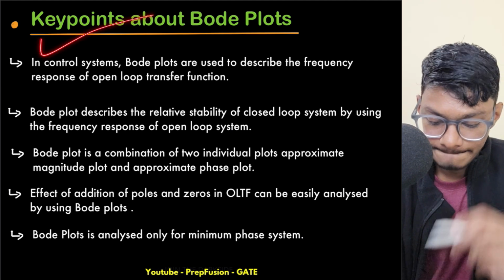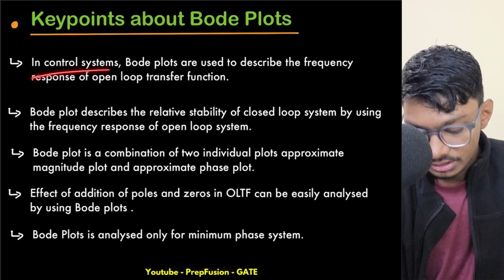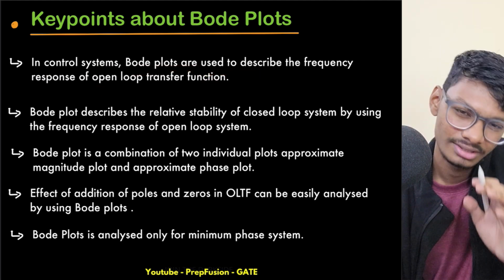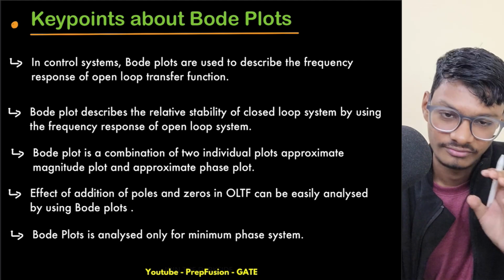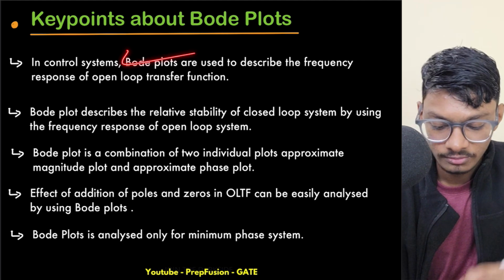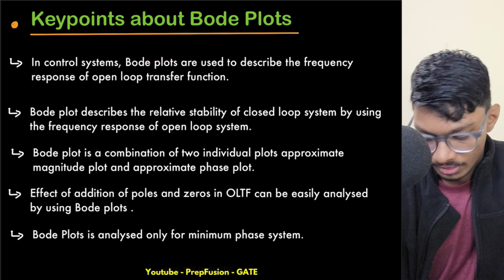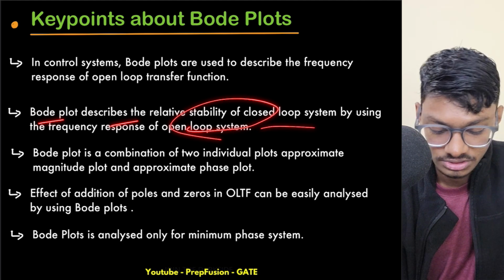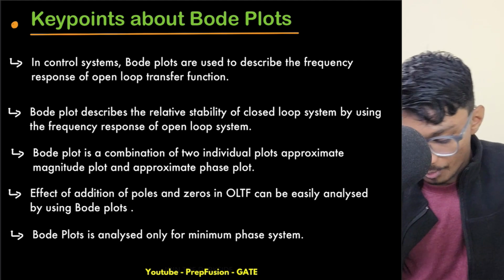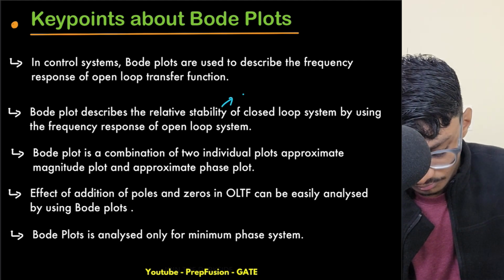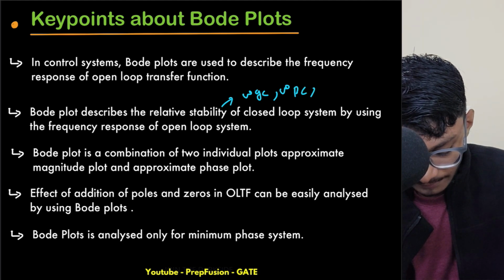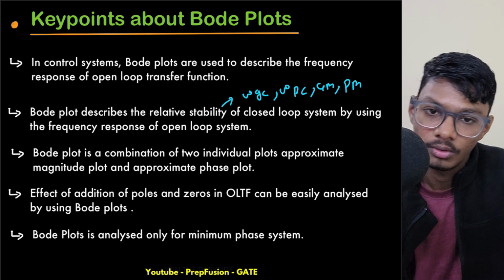So what are the key points about the Bode plots? In control systems, Bode plots are used to describe the frequency response of open loop transfer function, but in general it can describe any frequency response, closed loop transfer function, anything. But in general in control systems we use Bode plot to describe the frequency response of OLTF. Bode plot describes the relative stability of closed loop system by using the frequency response of open loop system. It can also describe omega GC, omega PC, gain margin, phase margin.